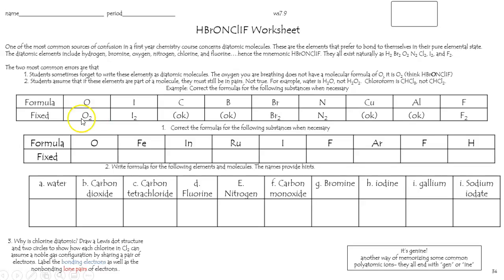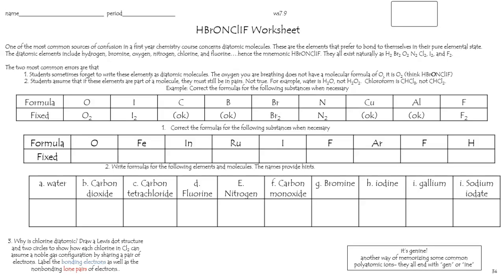Now, the two most common errors that students run into, and I've already alluded to them, but I'll do it again. Students sometimes forget to write these elements as diatomic molecules. The oxygen you are breathing does not have a molecular formula of O, it's O2. Students sometimes assume that if elements are part of a molecule, they still must be in pairs. Not true. Water is H2O, not H2O2. Chloroform is CHCl3, not CHCl2, or CH2Cl2, you might think as well.